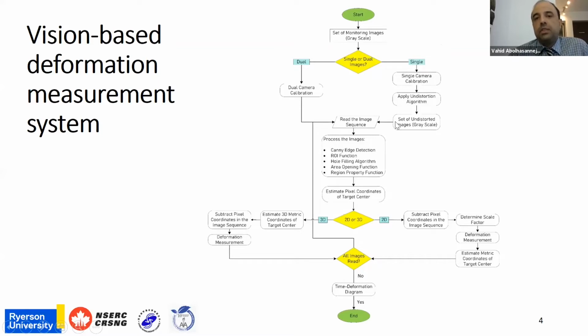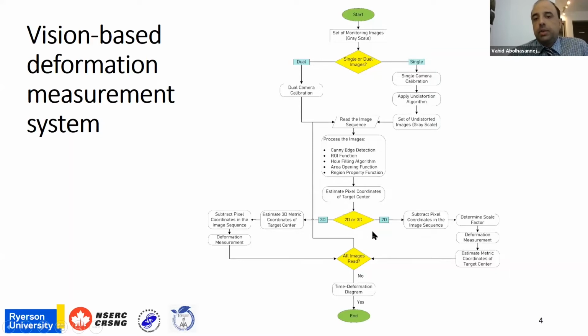After the first section, we have the image processing section. We have used various types of image processing algorithms to detect the target and the scene. And finally, we have the target tracking method, like 2D and 3D target tracking algorithms. So in total, we have three stages to measure the deformation using the region-based deformation measurement system.